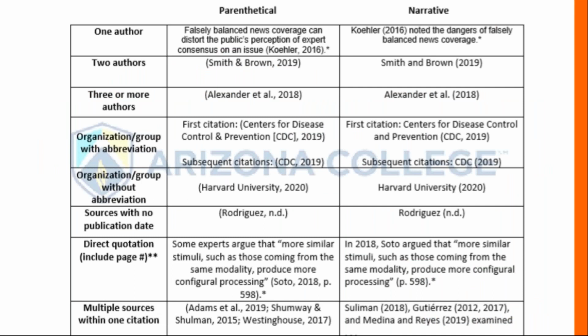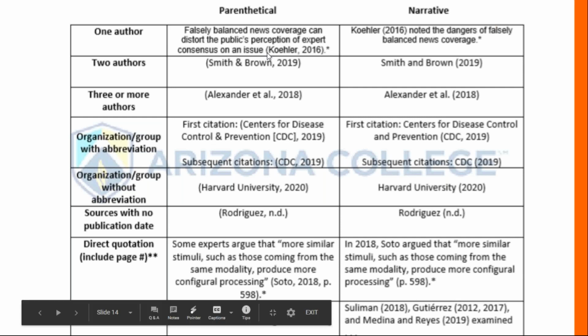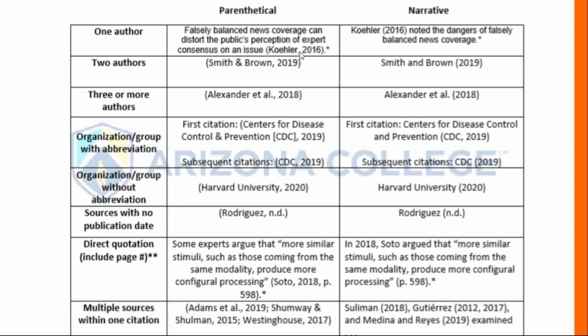So there are several rules. I'm not going to read all of this to you right now. I will give you a handout that has this on it when this workshop is over. But depending on how many authors you have, you're going to have different in-text citations. So for one author, in the parenthetical citation at the end of a sentence, you're just going to simply have the author's name, a comma, and the date. And then this is what the narrative one looks like next to it.